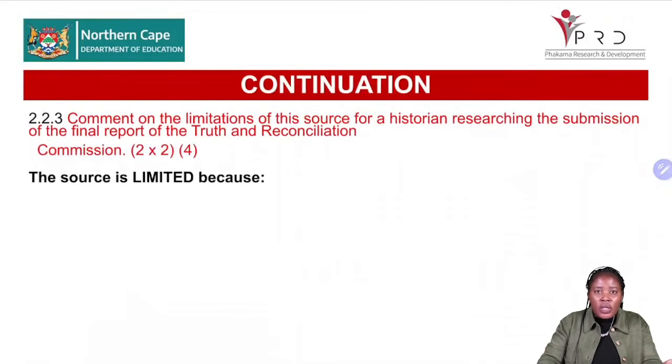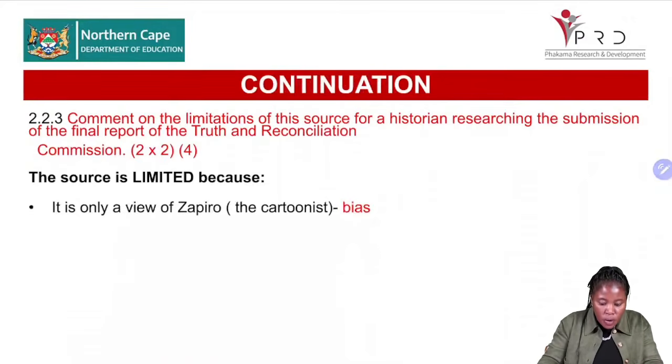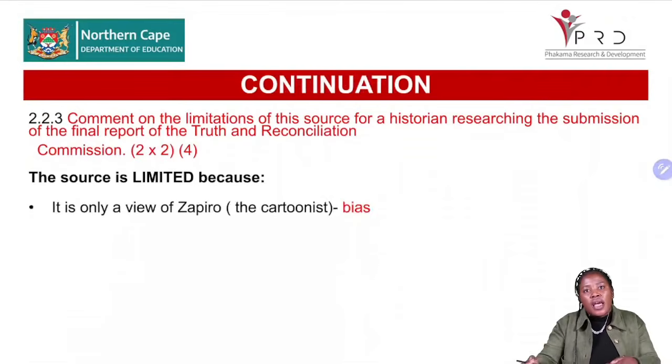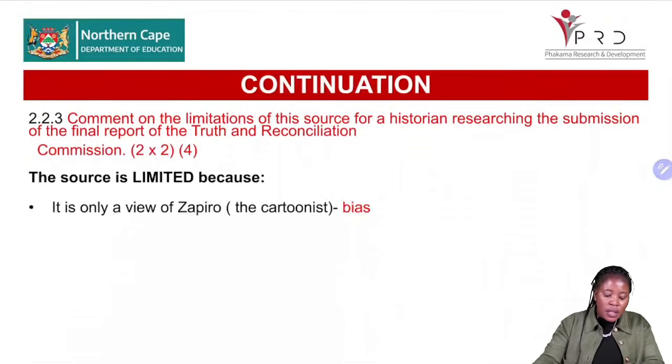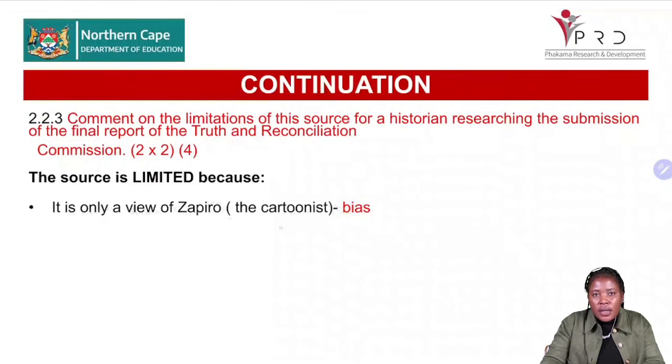So sometimes a source can have some limitations because the author, or the cartoonist, is not indicated. But in this case, the cartoonist is indicated as being Zapiro. So in that case, we cannot give that as our answer for limitations. The answer that we can give here is that it is only a view of Zapiro. So this cartoon is actually showing us only the perspective of Zapiro regarding the submission of the TRC report. It doesn't show us the views of other parties that were involved.